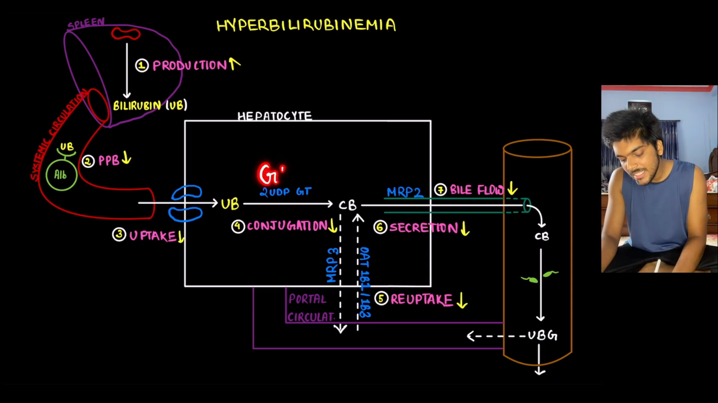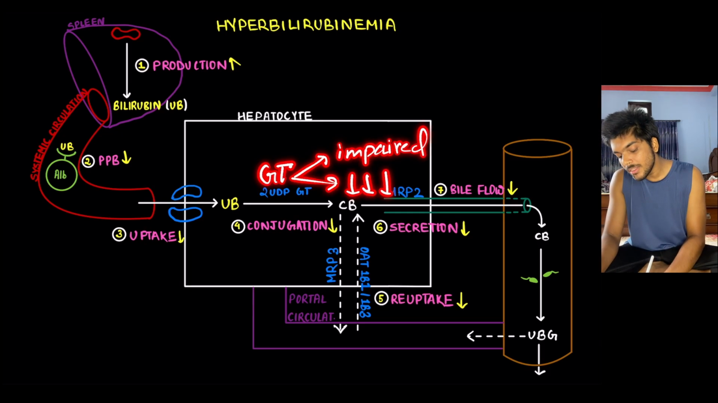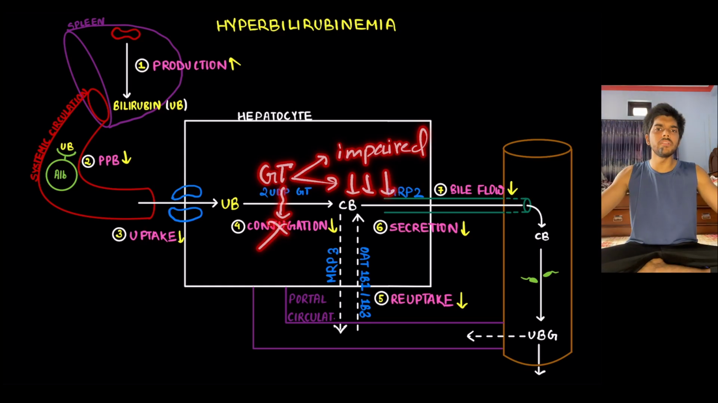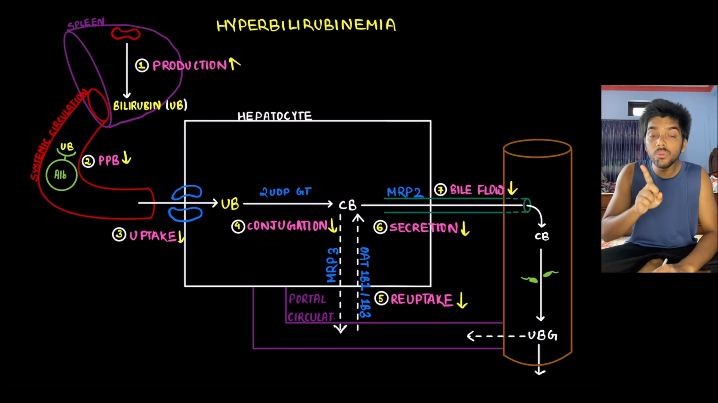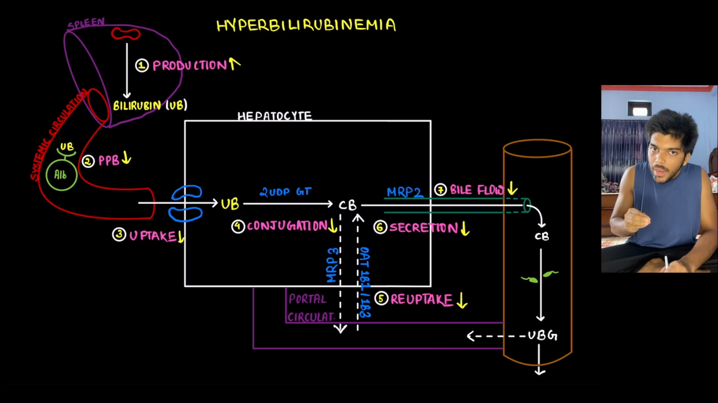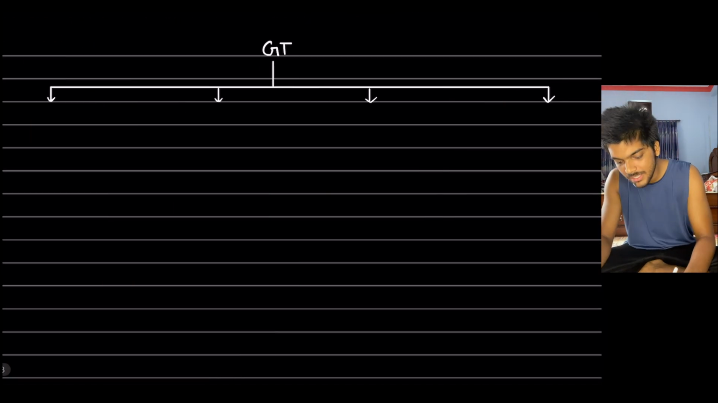Let's say this GT is either impaired, that is, it does not function properly, or it is less in amount, then conjugation will not take place. Simple. So now you need to know different conditions where the function of GT is impaired or the GT itself is less or absent. As a result, conjugation does not take place. Let's see those conditions. Okay.